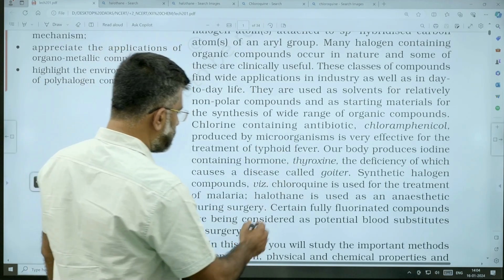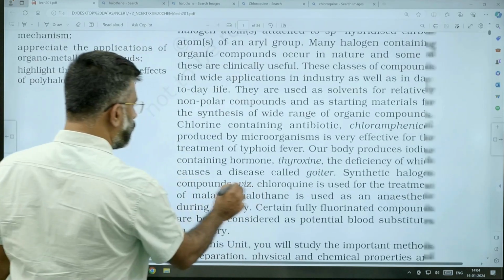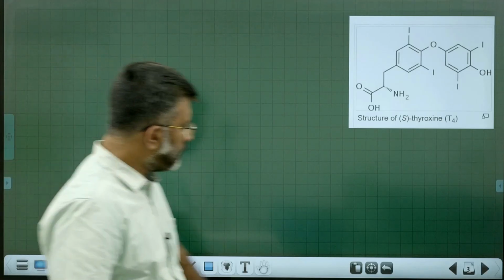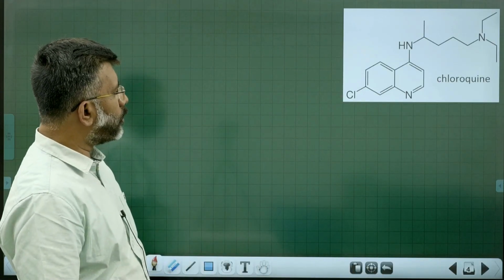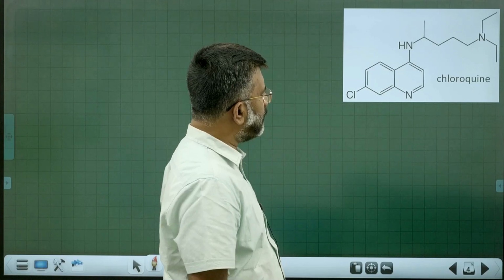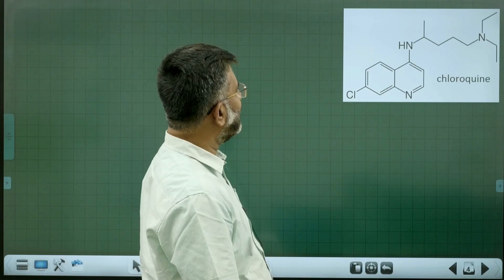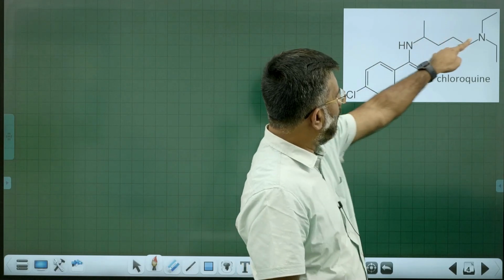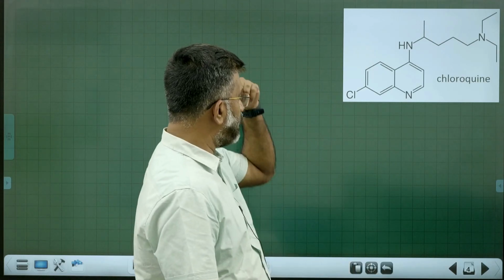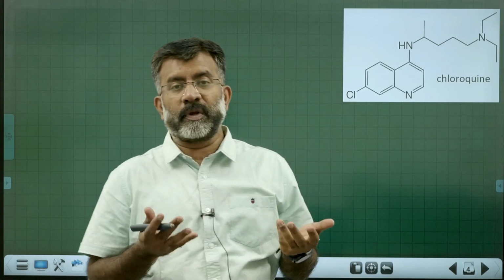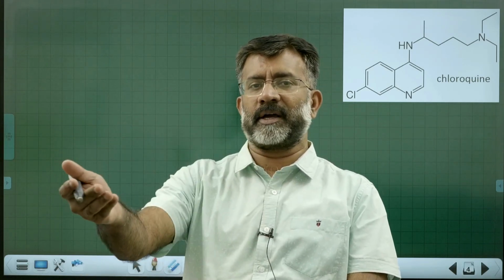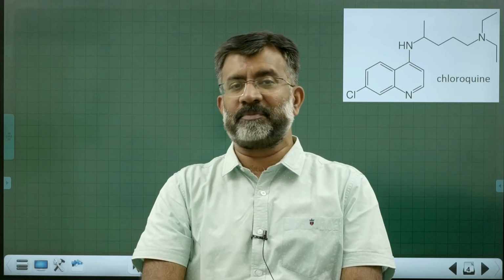And there is a synthetic halogen compound, chloroquine, used for the treatment of malaria. This is chloroquine, another molecule, which contains a chlorobenzene ring connected to a pyridine ring, containing a secondary amino group as well as a tertiary amino group. Chloroquines belong to a class of molecules, quinine compounds: paraquine, chloroquine, primaquine, anti-malarial drugs, very popular drugs, right?